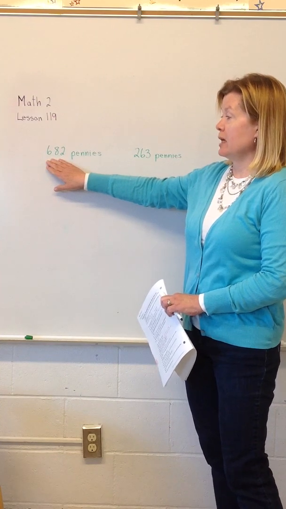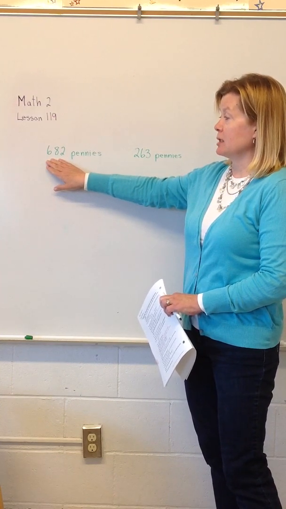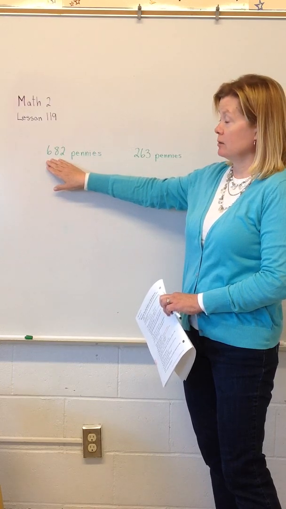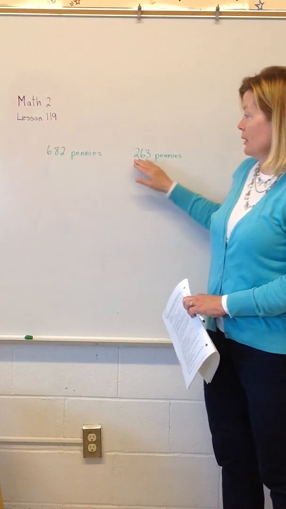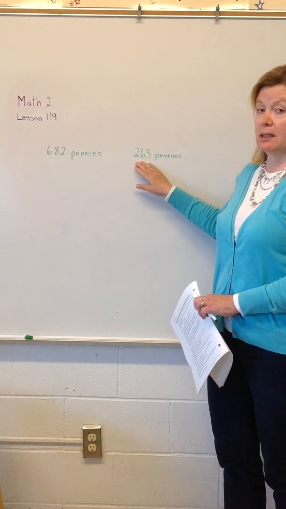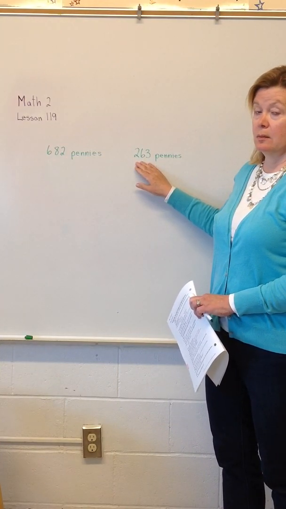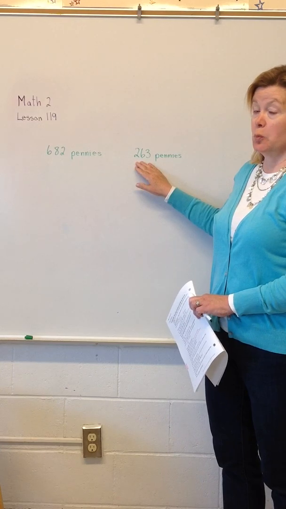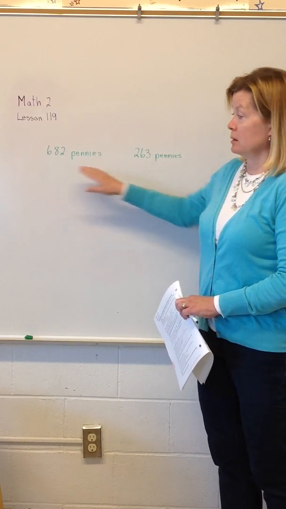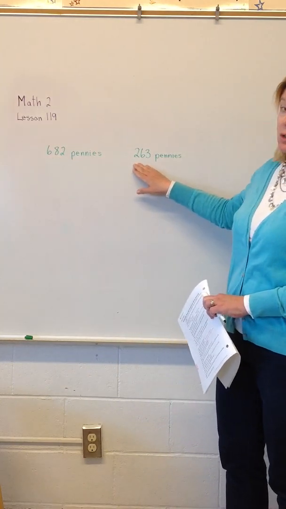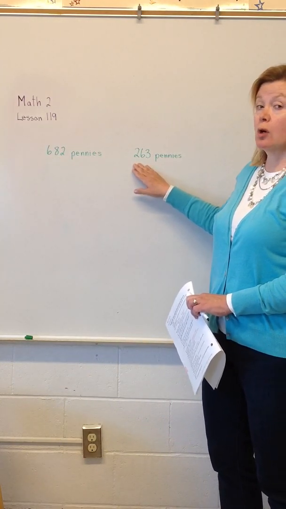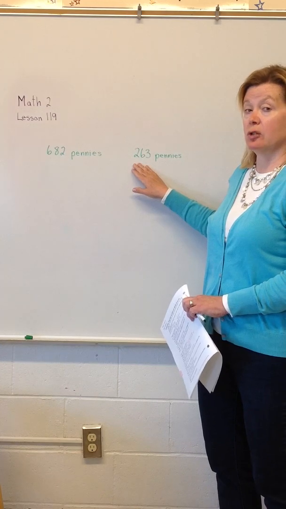Remember, when we're doing estimating, we round 682 to the nearest hundred, so that would be 700. And what are you going to do with 263? I hope you said 300. So 700 minus 300 will be about 400 pennies is what I'll have left over.